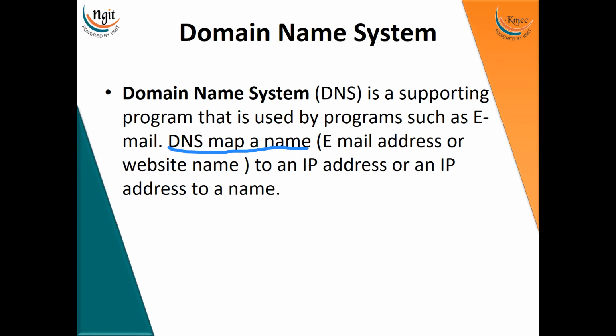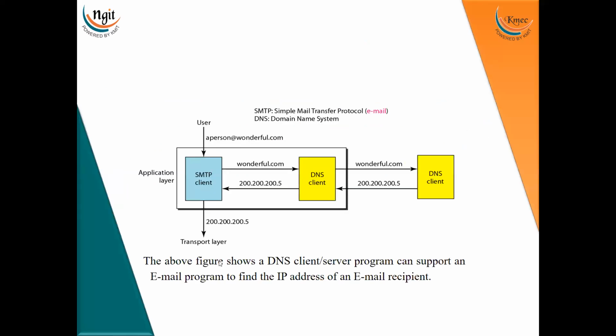Now, when we are working with the domain name system, mainly we can say it is a supporting program which is used by programs such as email. Here we have the domain name system client and server program, which is mainly used to help the email program find the IP address of an email recipient. In this, we have the Simple Mail Transfer Protocol, SMTP client, which is going to send a request to the DNS client for the proper email ID.